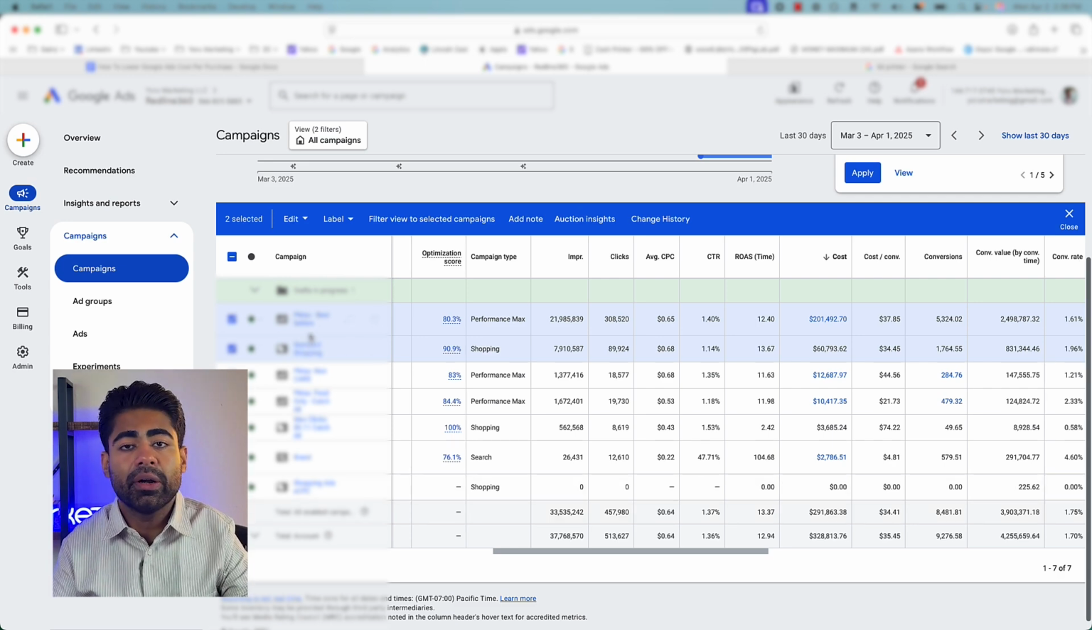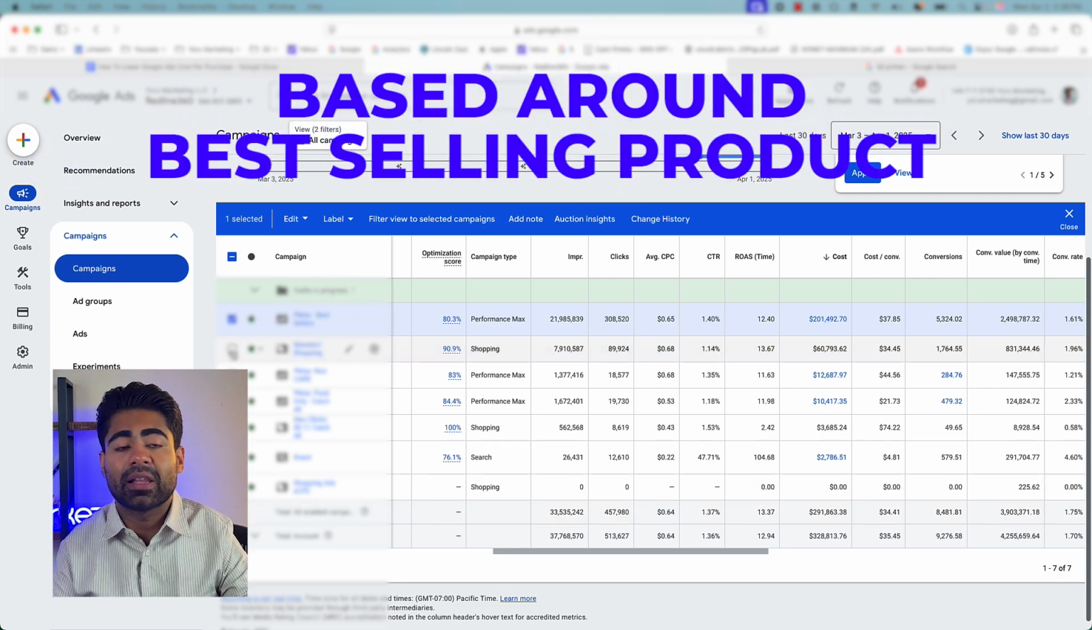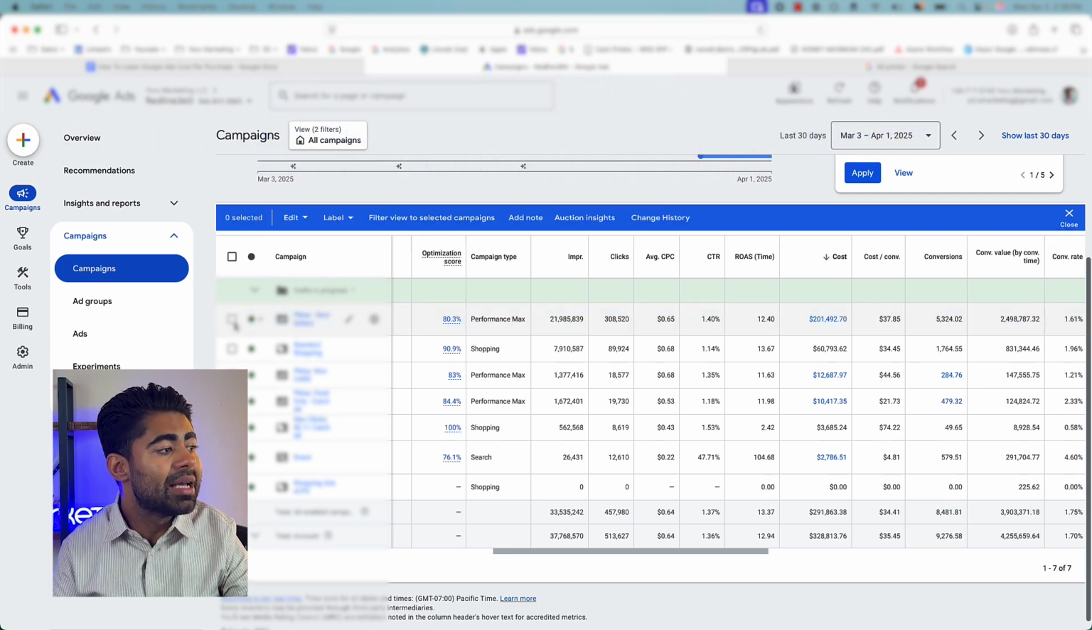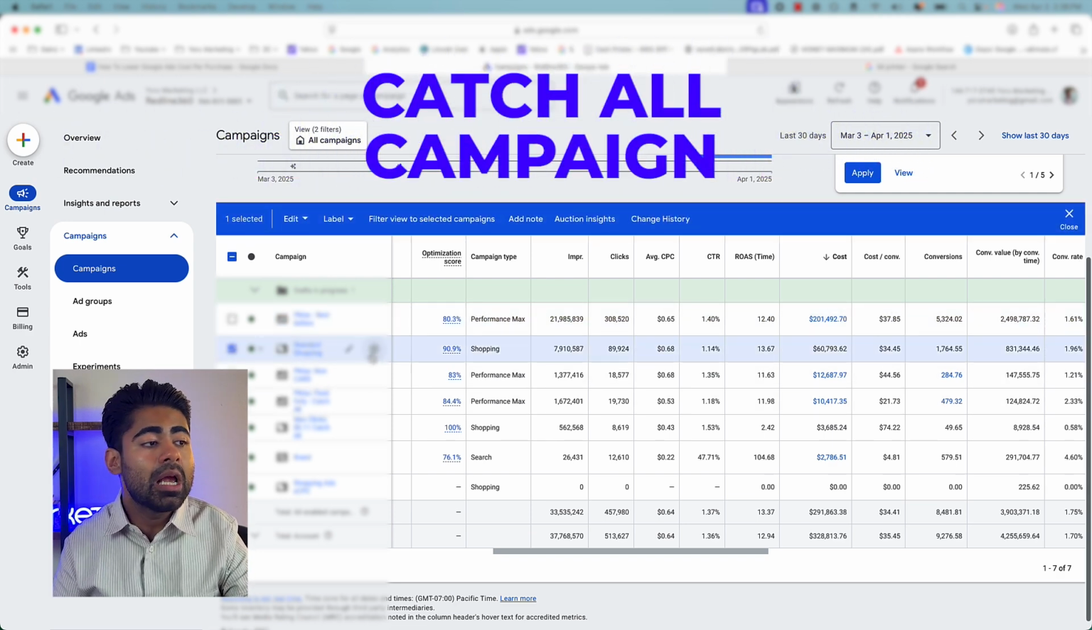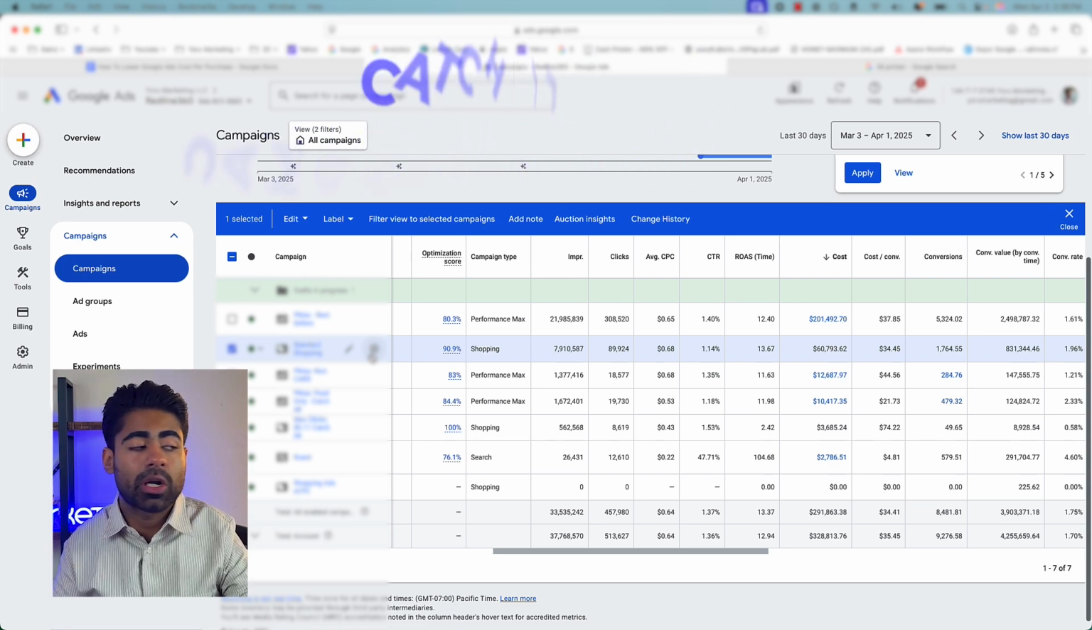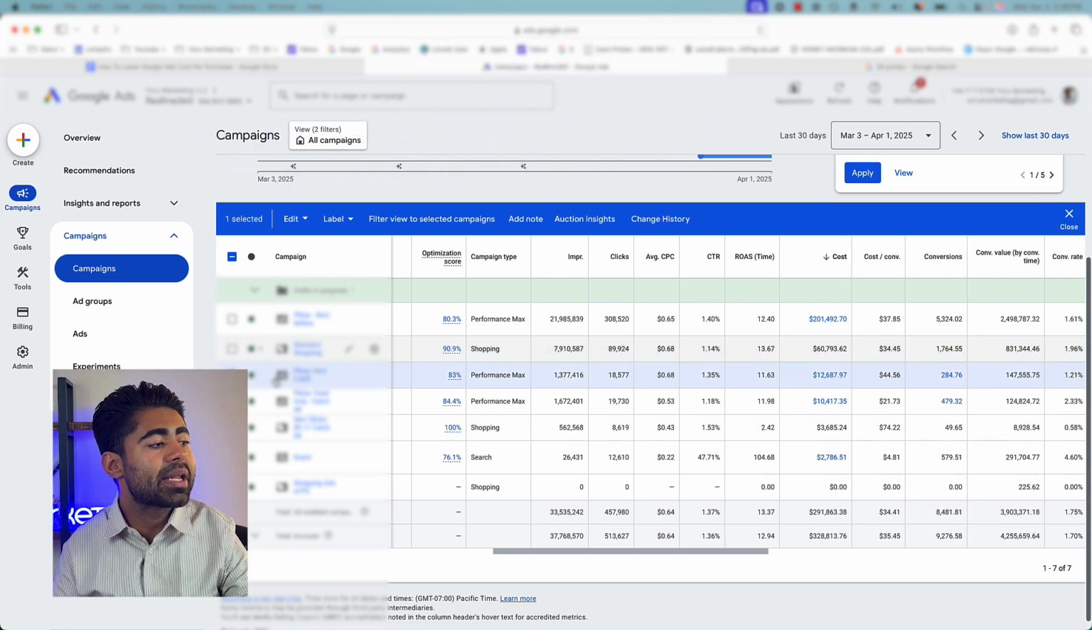First campaign right over here is based around the best-selling products from previous data. The second campaign right here is basically something called the catch-all campaign, which runs at a very high target return on ad spend. This third campaign right here is based on a certain sub-collection, so on and so forth. So all of these campaigns, for example, in this ad account, which does over $4 billion per month, by the way, are based on a certain category of products. It's based on a certain similarity of the products.